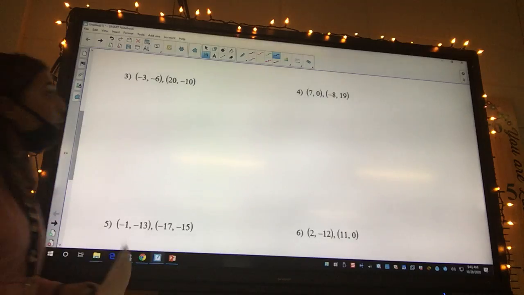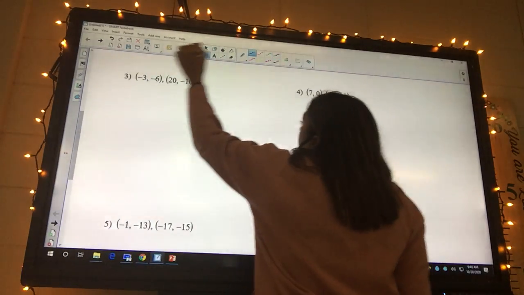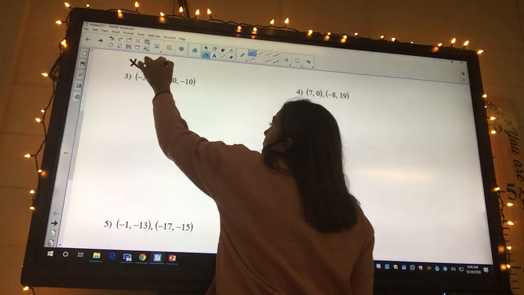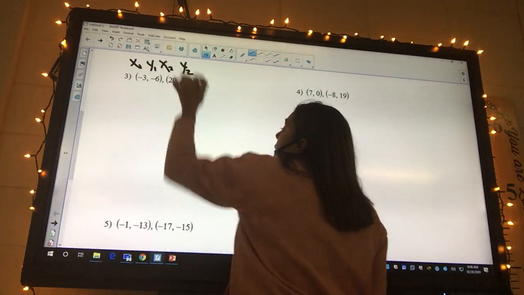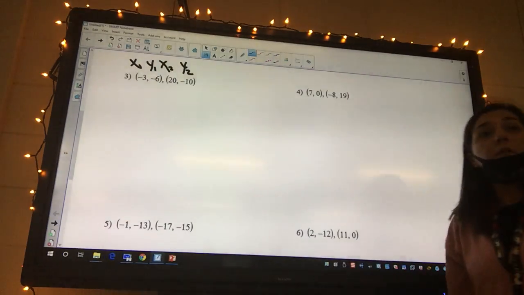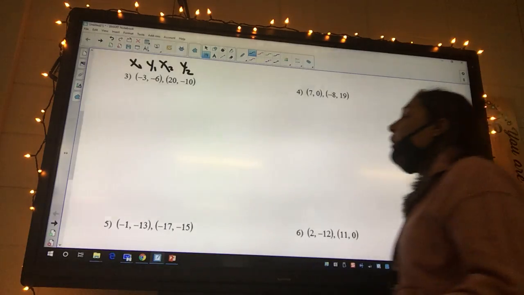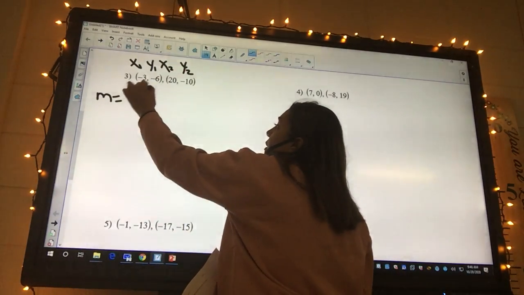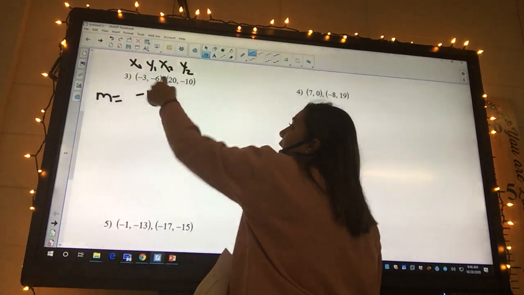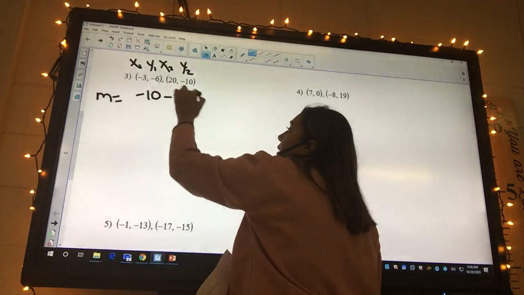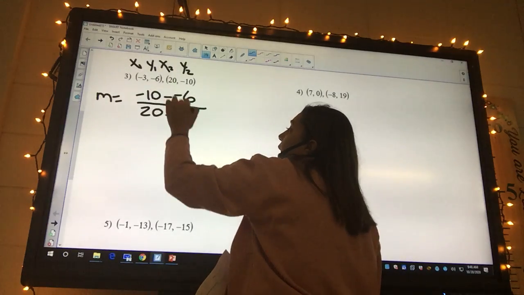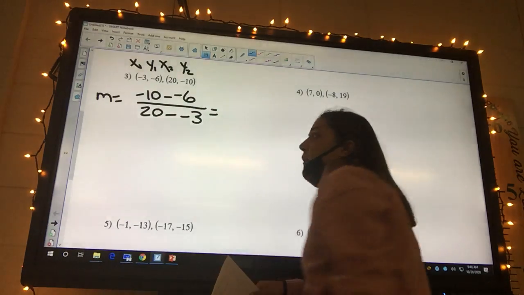Okay, let's look at the next one. We need to label x sub 1, y sub 1, x sub 2, y sub 2. We have our formula, so we're going to say m equals, our y sub 2 is negative 10, minus y sub 1 is negative 6, over x sub 2 is 20, minus x sub 1 is negative 3.